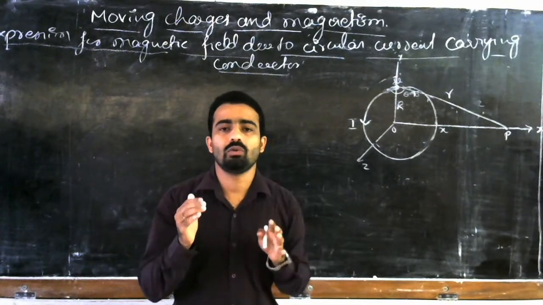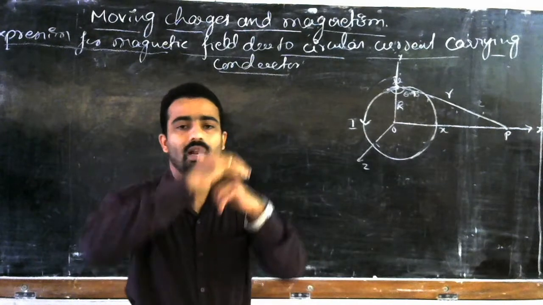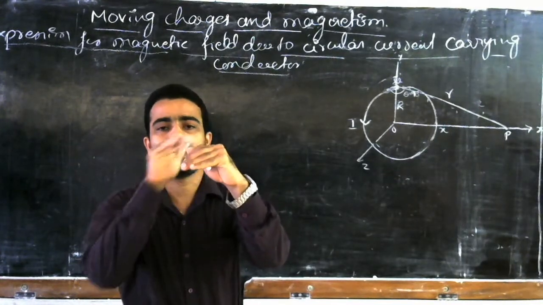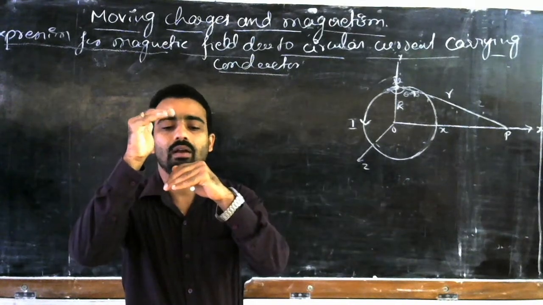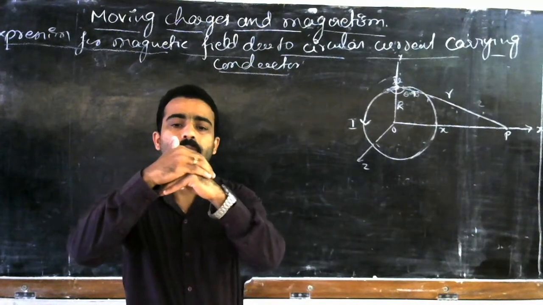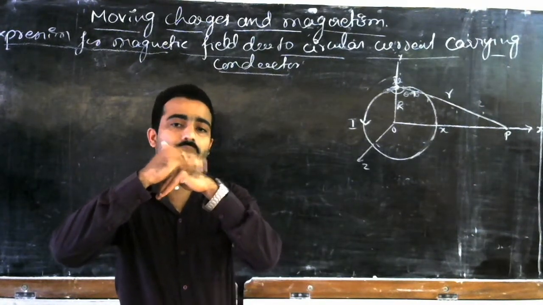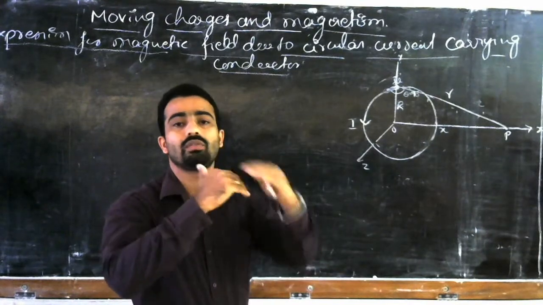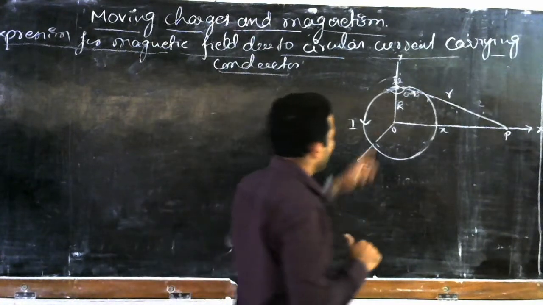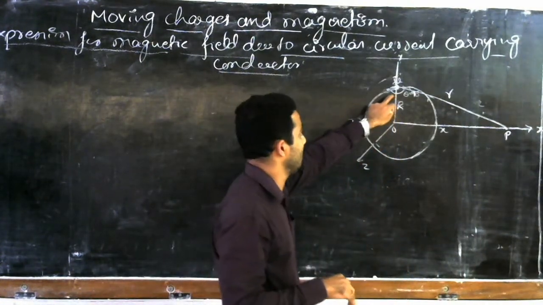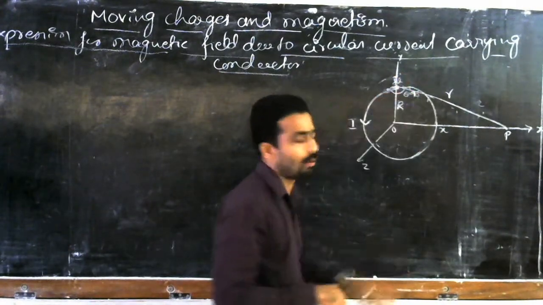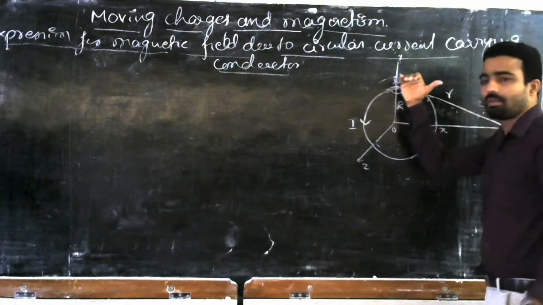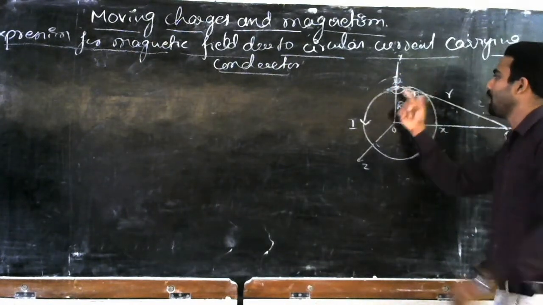So the right hand thumb rule says that we have to curl our fingers around the circular conductor. For example, if I imagine that this is my circular conductor, and I am curling the fingers of my right hand around this conductor, the curled fingers represent the direction of current through the conductor, and my thumb represents the direction of magnetic field due to this conductor. Now our element is here, whose length is dl, so due to which we have to find the magnetic field at P. Now you have to apply this right hand rule.